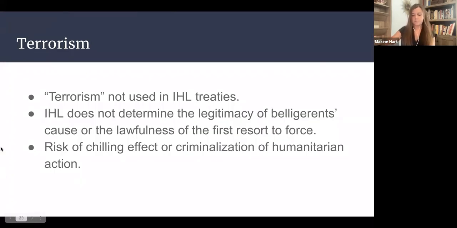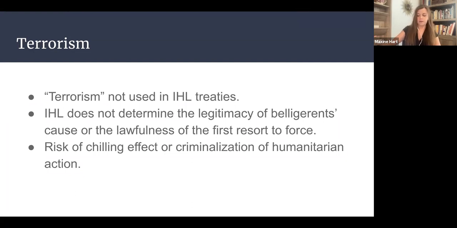And then lastly, this issue of terrorism comes up sometimes, and it's not a legal term of art used in any IHL treaties. Groups that are labeled as terrorists are subject to the same rules and obligations as any other party to armed conflict. IHL doesn't determine the legitimacy of a belligerent's cause, and it applies whether or not the first resort to force was lawful.